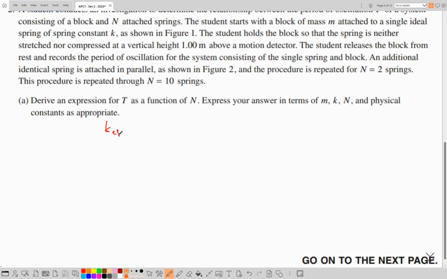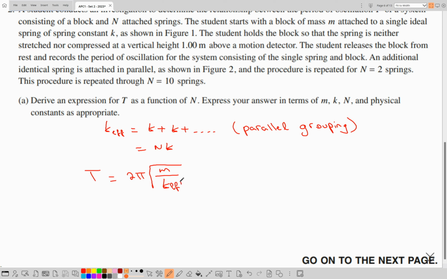Then k effective is given by k plus k plus k, n times, and that would be nk. And the reason is that this is for parallel grouping, so it's important that we mention it's parallel grouping. And in this case, the period of oscillation denoted by capital T is given by 2 pi square root m over k effective, which is equal to 2 pi square root m over nk.